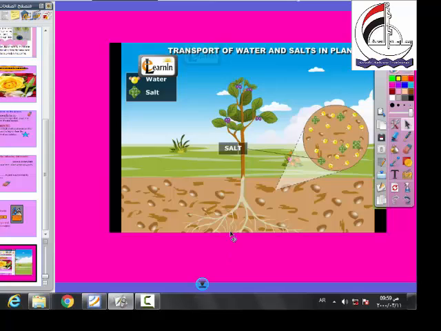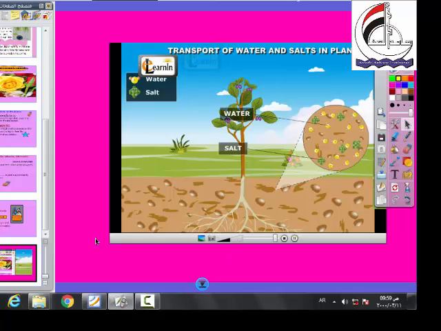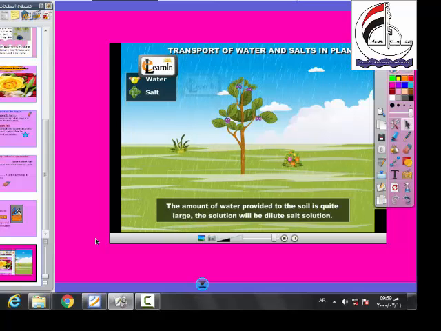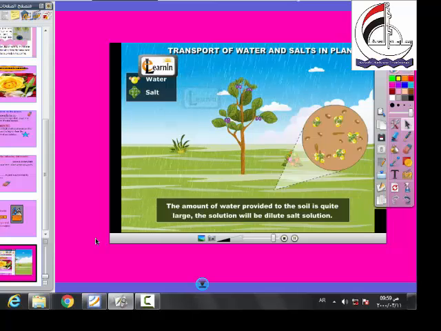The salts present in the soil dissolve in the water, resulting in a salt solution when the soil is watered. As the amount of water provided to the soil is quite large, the solution will be a dilute salt solution. Dilute salt solution, so مخفف, محلول مخفف.